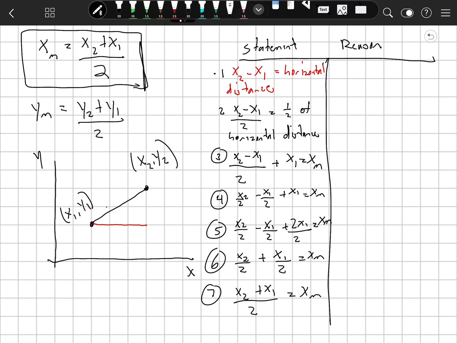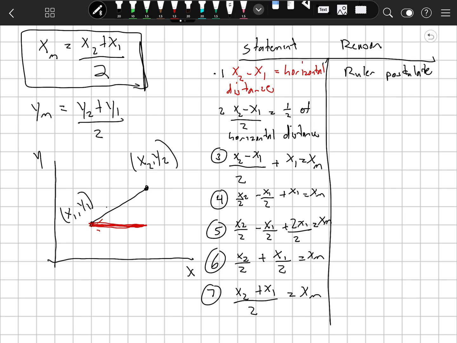Statement number 1 says X2 minus X1 equals a horizontal distance. You can tell I've drawn this in red. X2 minus X1 equals that distance right there. In this case, if X2 were 5 and X1 were 2, 5 minus 2 is 3, and that is a distance of 3. The reason we can say this is the ruler postulate. Ruler postulate just says you subtract when you're finding the distance of a horizontal line segment.